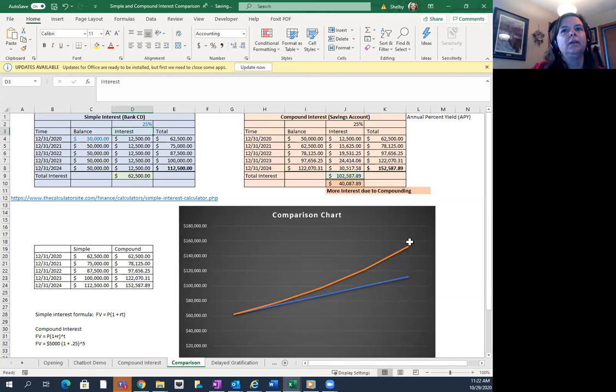I want to point out too, in the bold is the total amount after 5 years. So there are 5 years here. You'll have the total for each year, and then that's the total. Here we have the total interest that's in the green, and then the difference between what is interest in the simple and compound is found here.